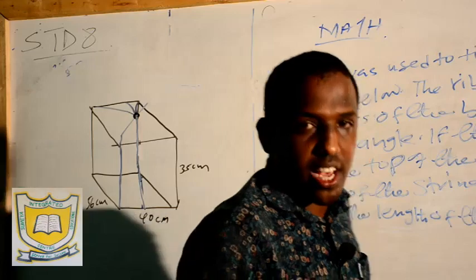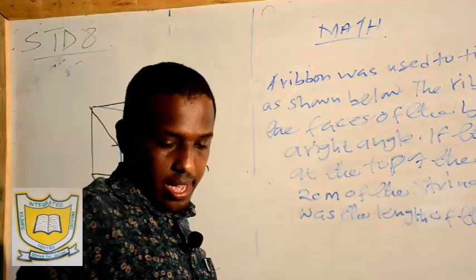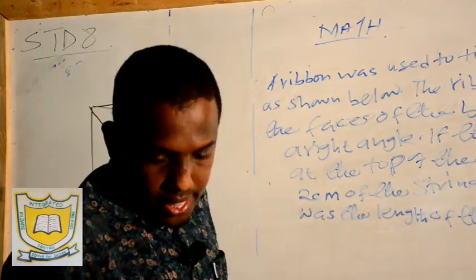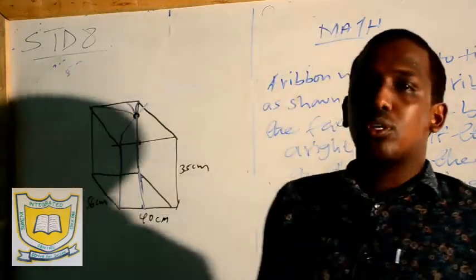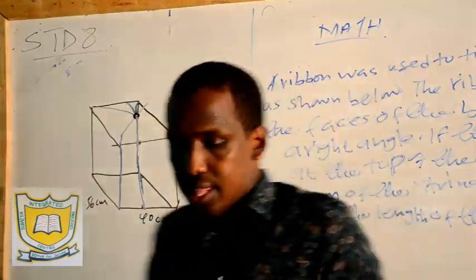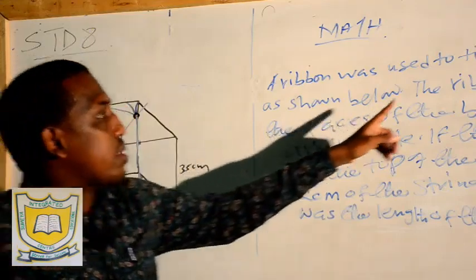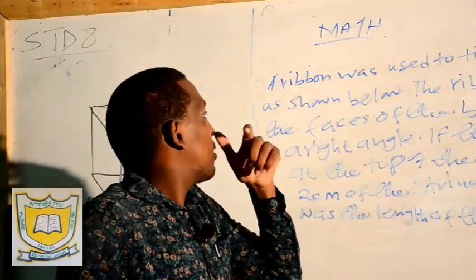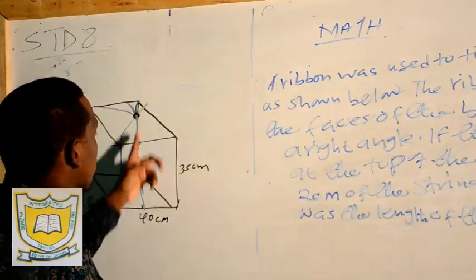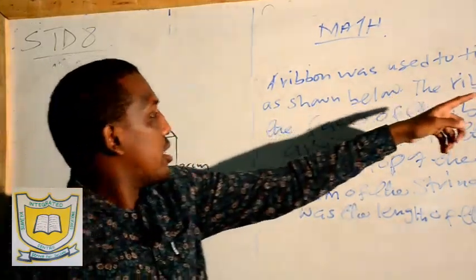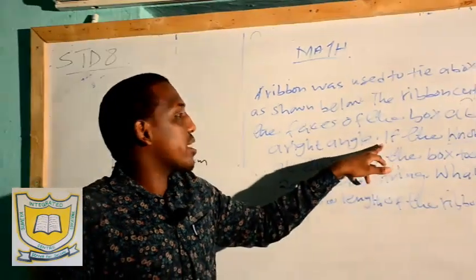Now there is that figure I've sketched. It's just a sketch, but it is there in your textbook, page 91, question 3. Now, you are told a ribbon was used to tie a box as shown below. This one in color blue is called the ribbon. The ribbon cuts the faces of the box at a right angle.